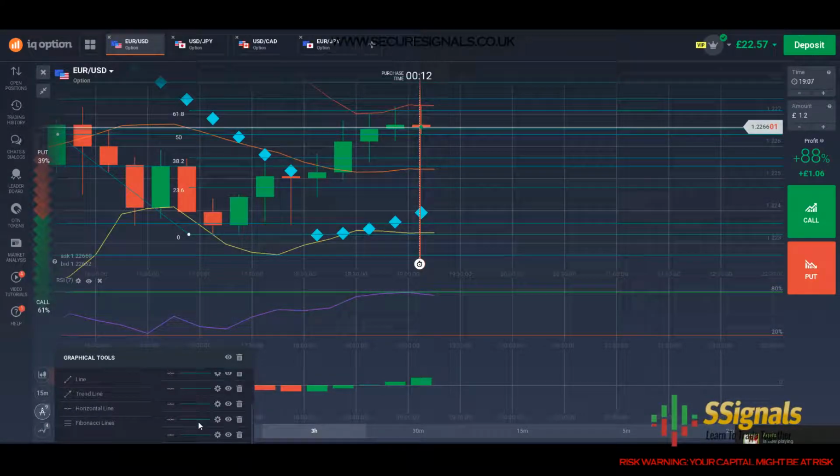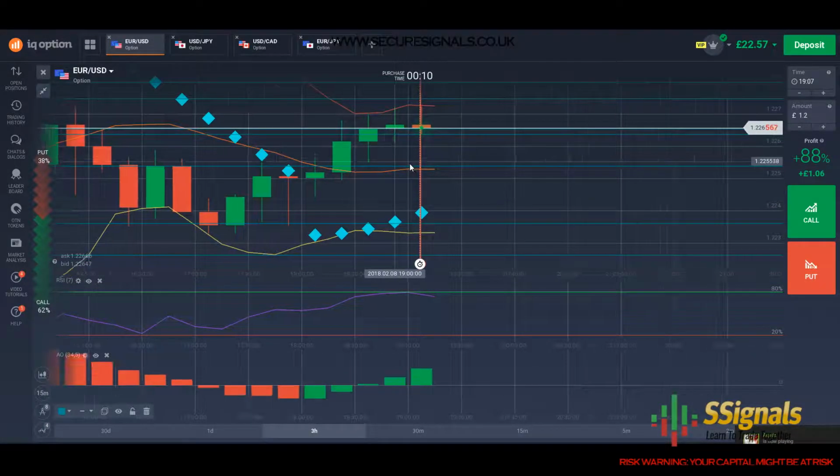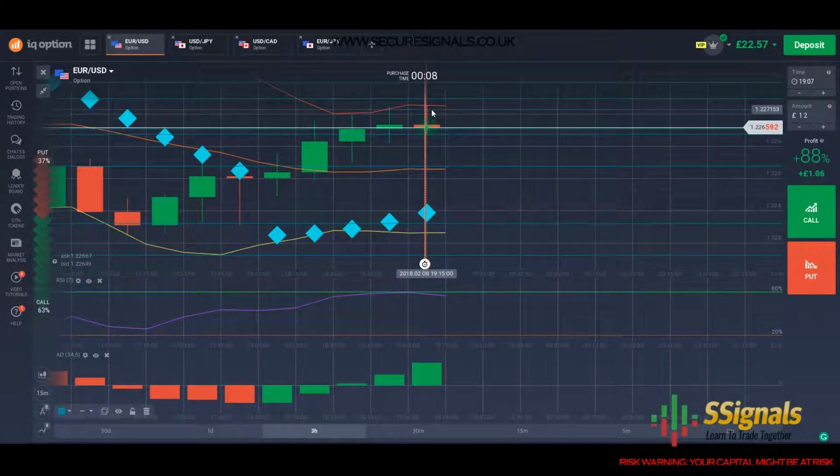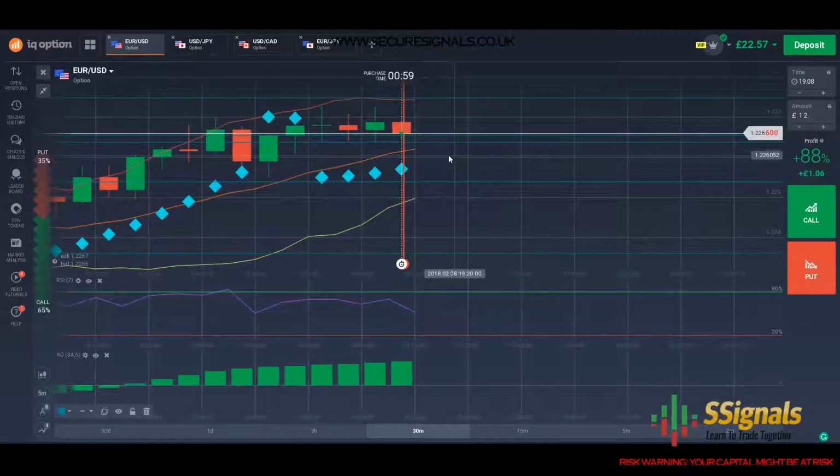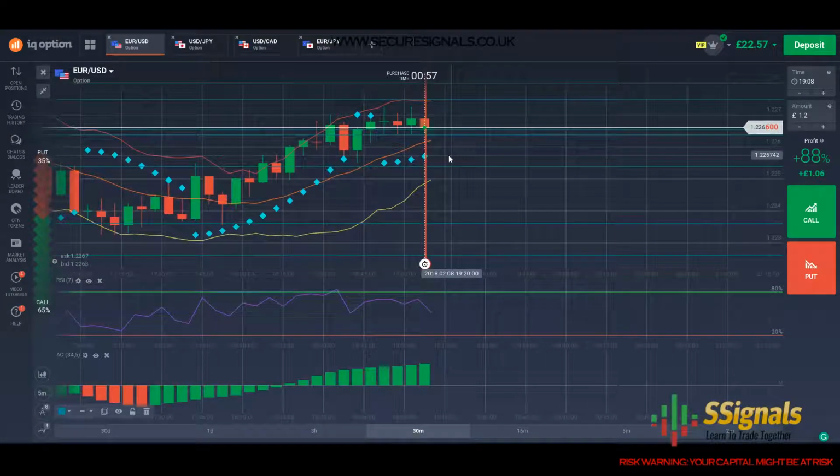Let me just get rid of that fib. We don't need that. Our price already did touch there. There is still about 10 minutes left on this, so if there is a pullback, we'll be entering. If I go to the 5 minute, we're going to see how this one closes.